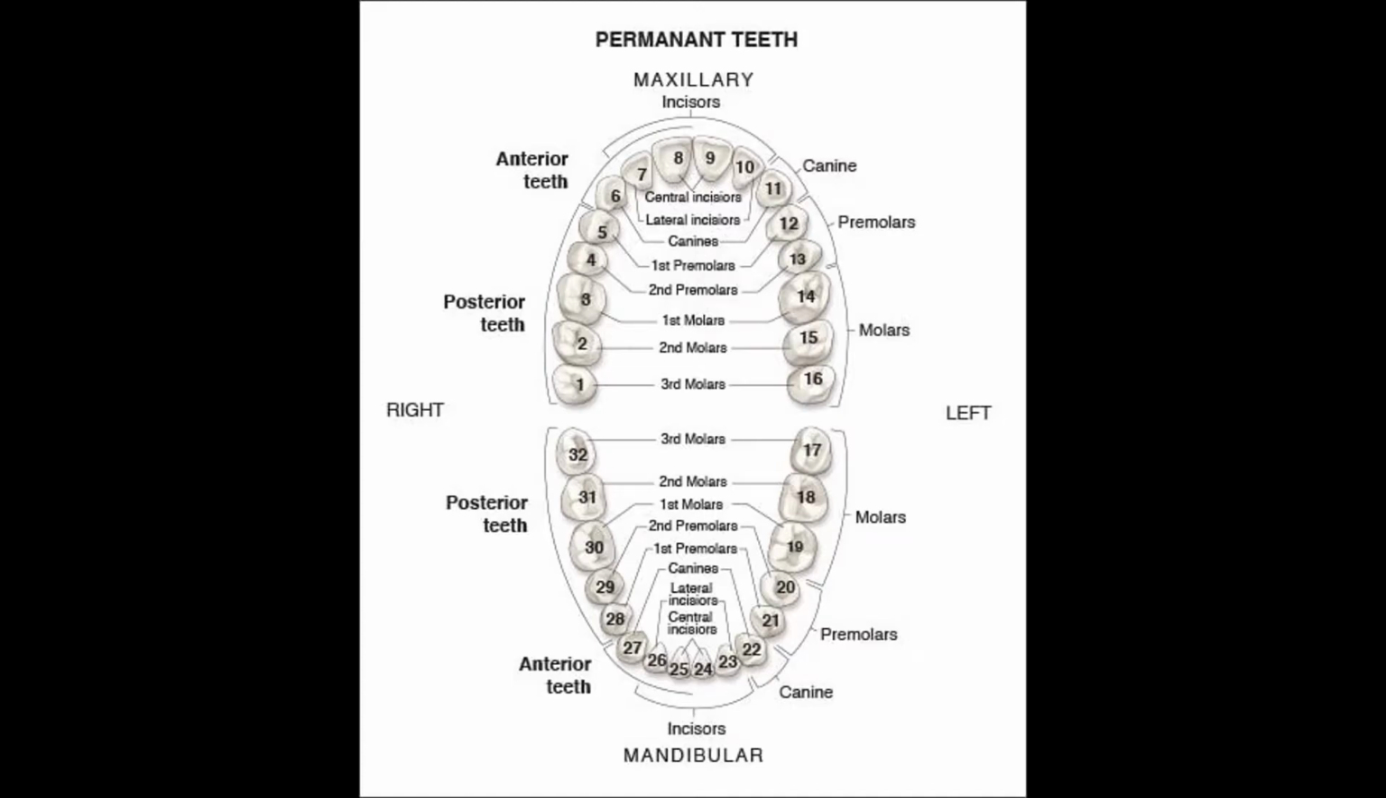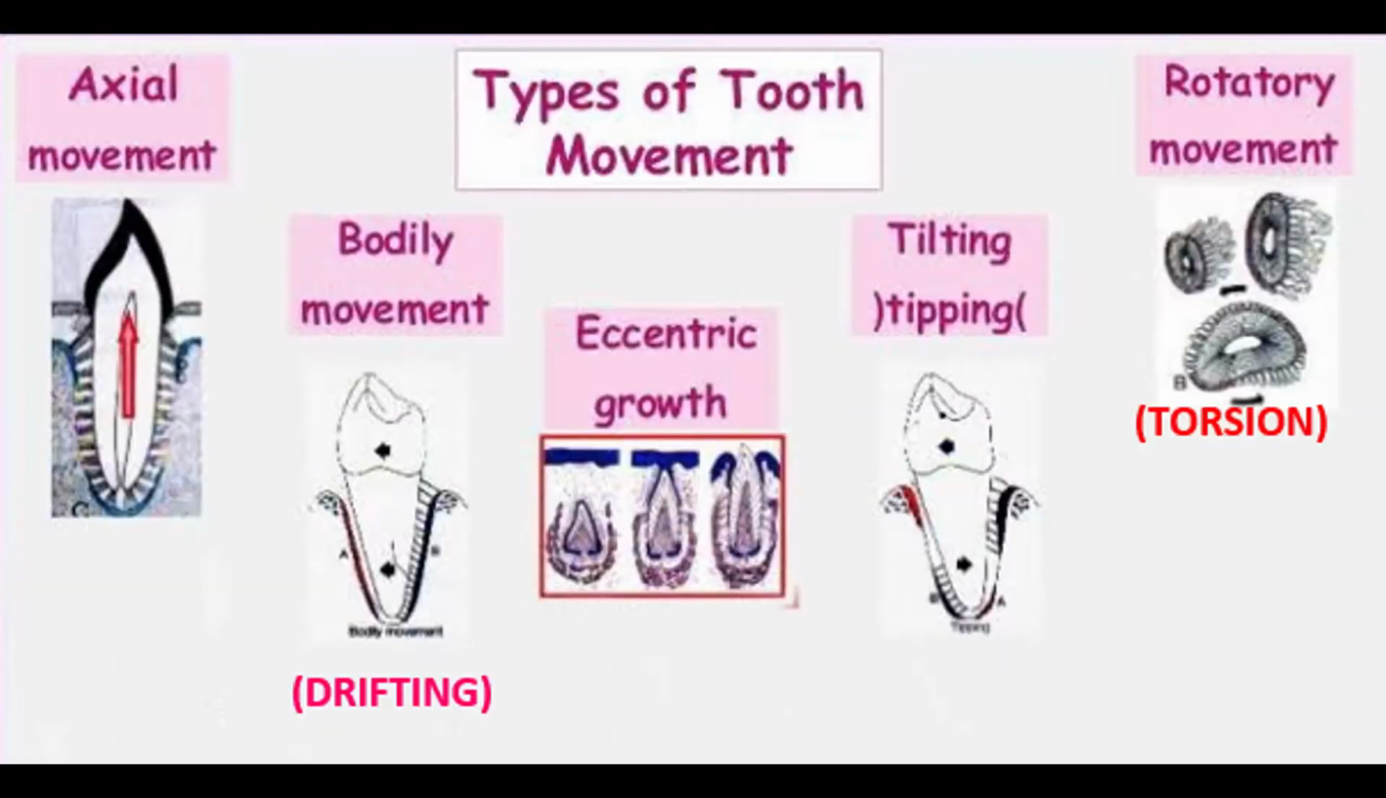Now let us jump into the definition of physiologic tooth movements. It primarily refers to the slight tipping of the tooth in its socket, and secondarily as the change in tooth position that occurs during and after tooth eruption. Physiologic tooth movement consists of 5 types: the axial or vertical movement, drifting, torsion, tipping, and eccentric growth.